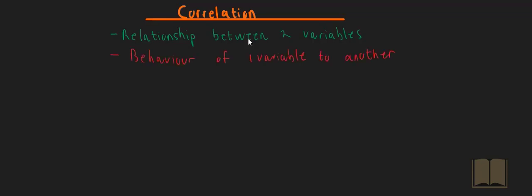In this tutorial, we'll be looking at the concept of correlation. Correlation looks at the relationship between two variables. Or put differently, it looks at the behavior of one variable in relation to another variable. Let's elaborate on this by looking at an example.